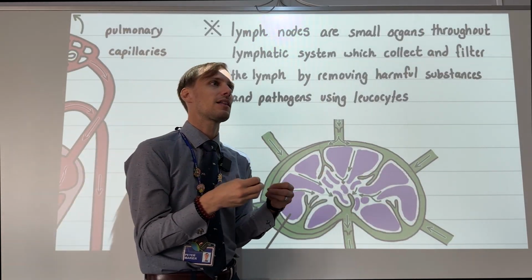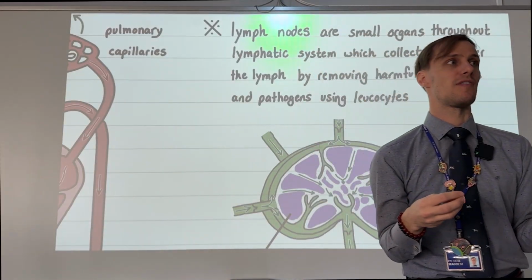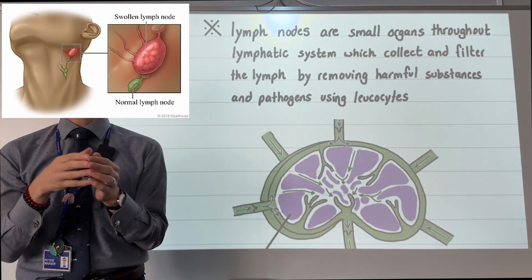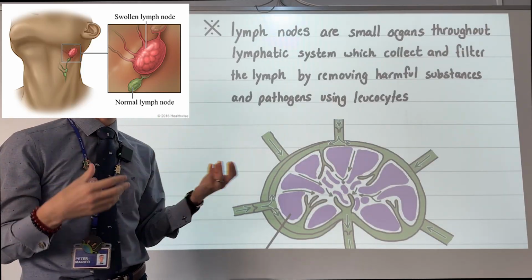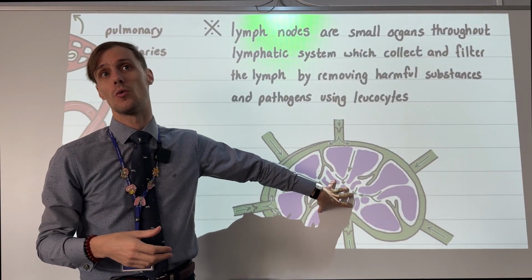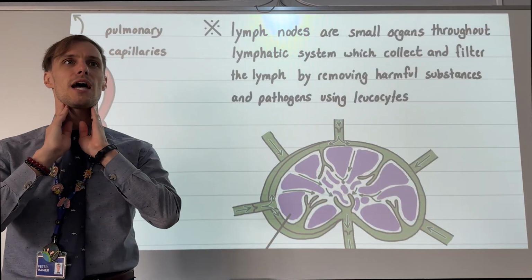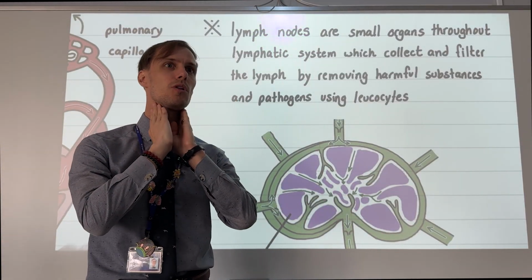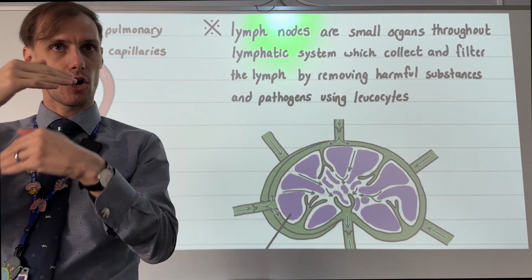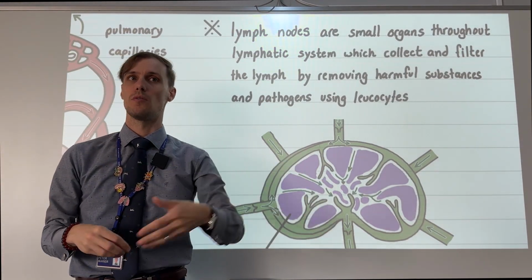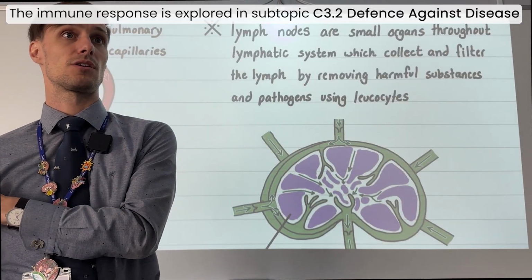In fact, you'll likely know if you're undergoing a pretty serious infection because your lymph nodes may be swollen. If you go to the doctor and they say, hey, your lymph nodes are swollen, that's because there's likely a battle happening here because there may be an infection going on. So that's an early sign. Your doctor may feel right here and say, actually, your lymph nodes are swollen. That could be a sign that you're currently undergoing an infection. And this is a concept that we'll look at more when we do defense against disease in another subtopic.